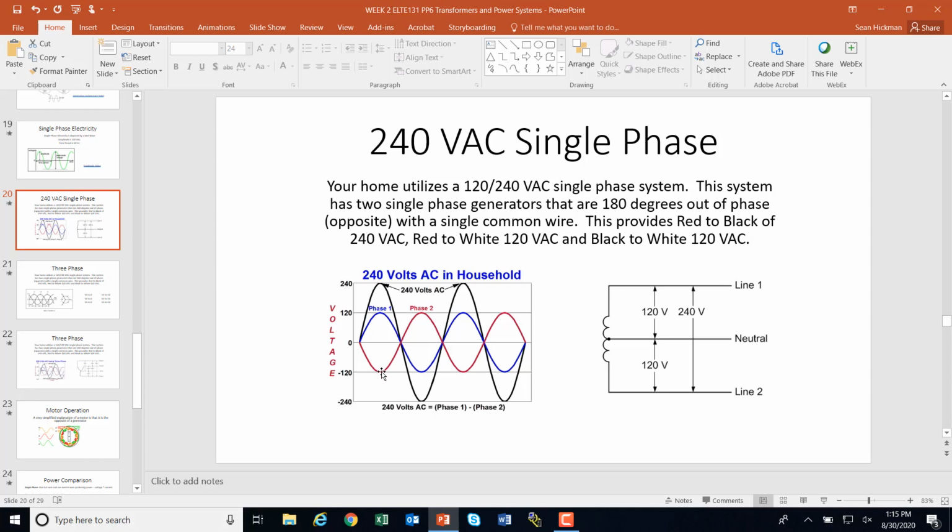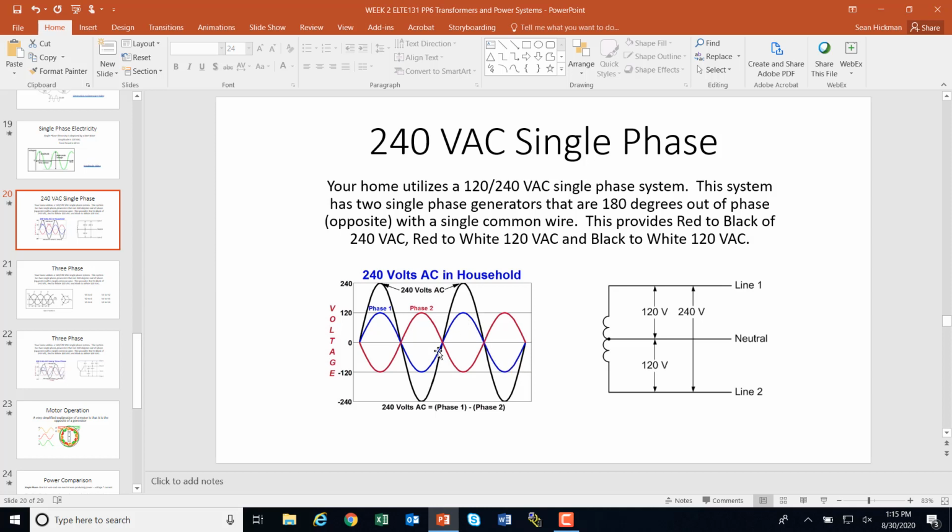It's not called two phase. It sometimes is referred to as two phase, but that's really not that common. It's referred to as a 120/240 system. So we have the first phase that we just talked about and saw in our videos, and that's going from plus 120 to minus 120, plus 120 to minus 120.